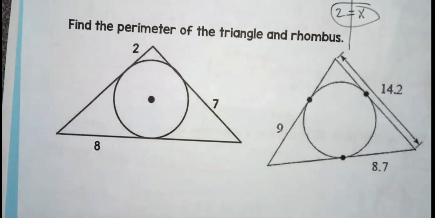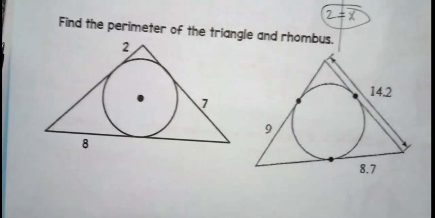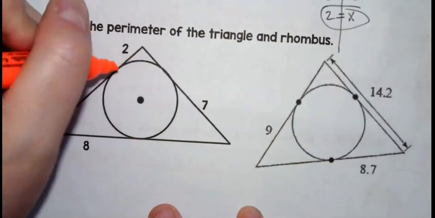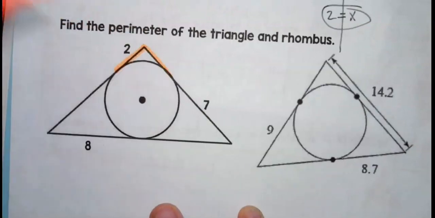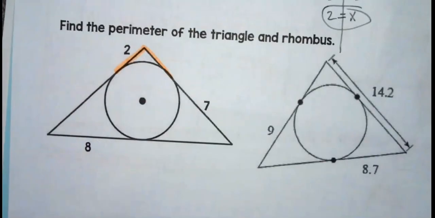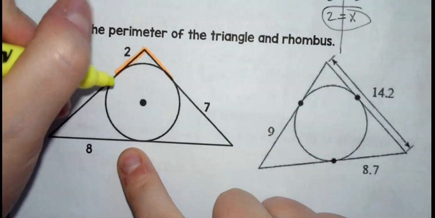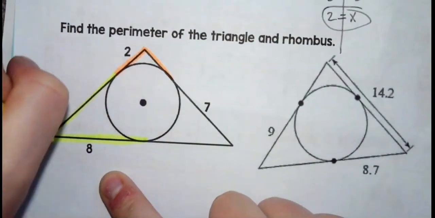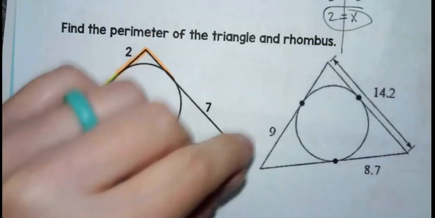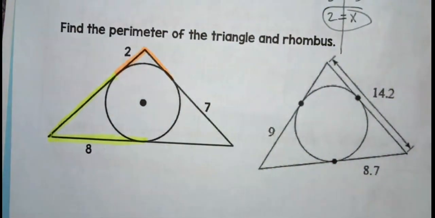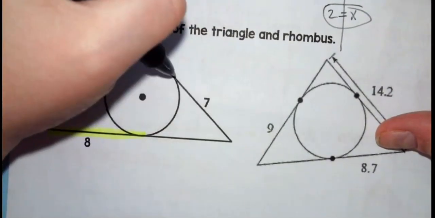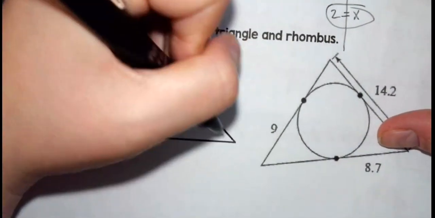Alright, and then we're going to look at this problem. I'm going to take my highlighters. And here's what I'm going to do. Each of these points, I'm going to highlight the two sides that create those points. And then, if you don't have a third highlighter, you can do whatever you want.